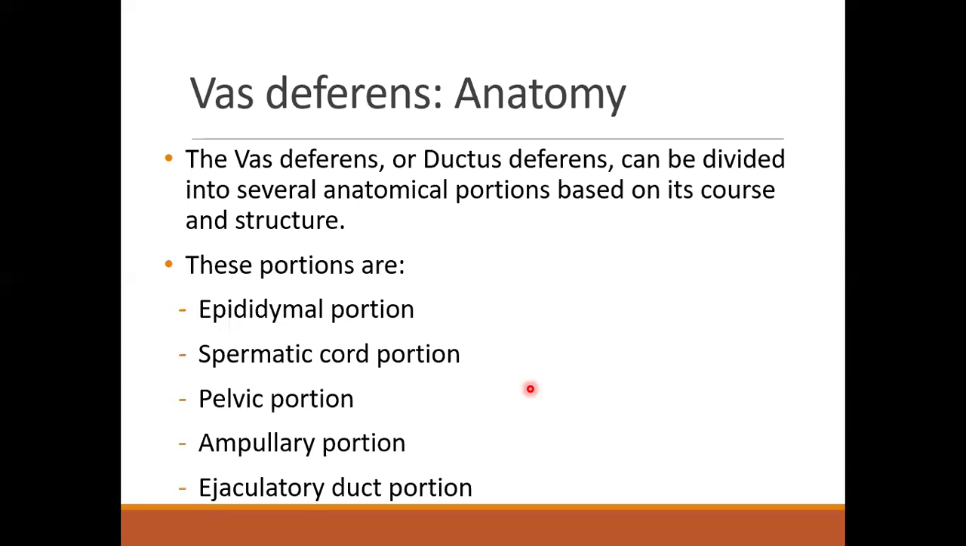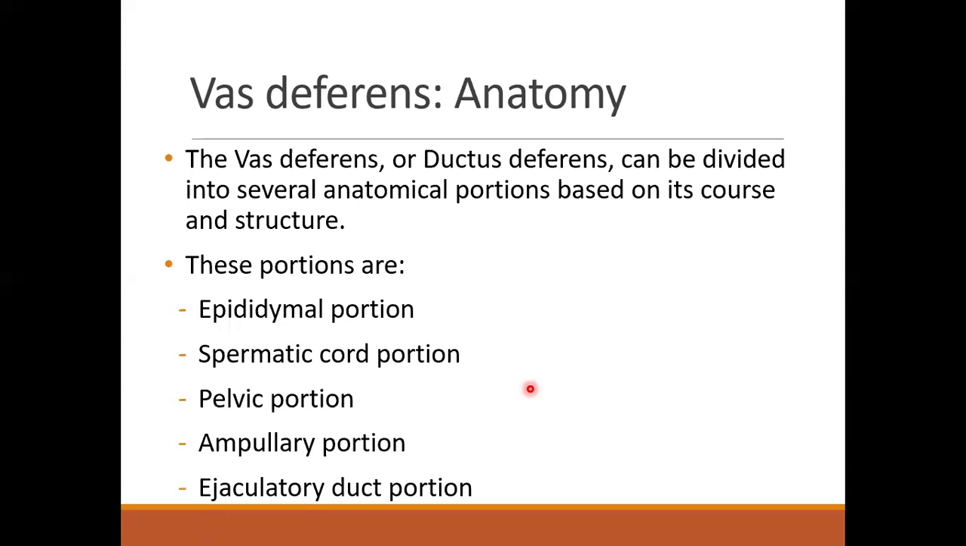Then the spermatic cord portion is the part which passes through the spermatic cord. Remember, we said that the spermatic cord comprises the cremaster muscle that pulled the testes from the abdomen through the inguinal canal into the scrotum. That bunch of muscles, and then the vessels and everything combined, form the spermatic cord. Within the spermatic cord you also have the vas deferens, so that section is called the spermatic cord portion. It then moves up to the area of the prostate, and the prostate lies in the pelvic region, so that's the pelvic portion.